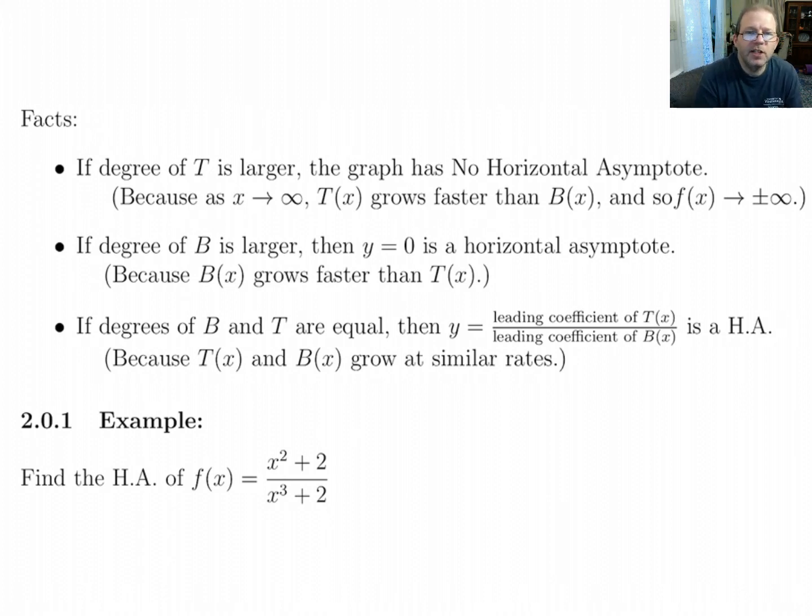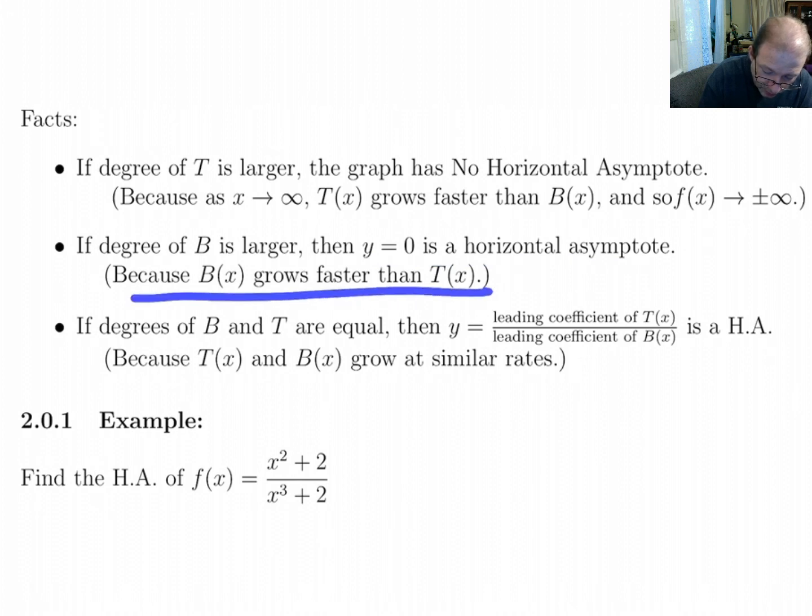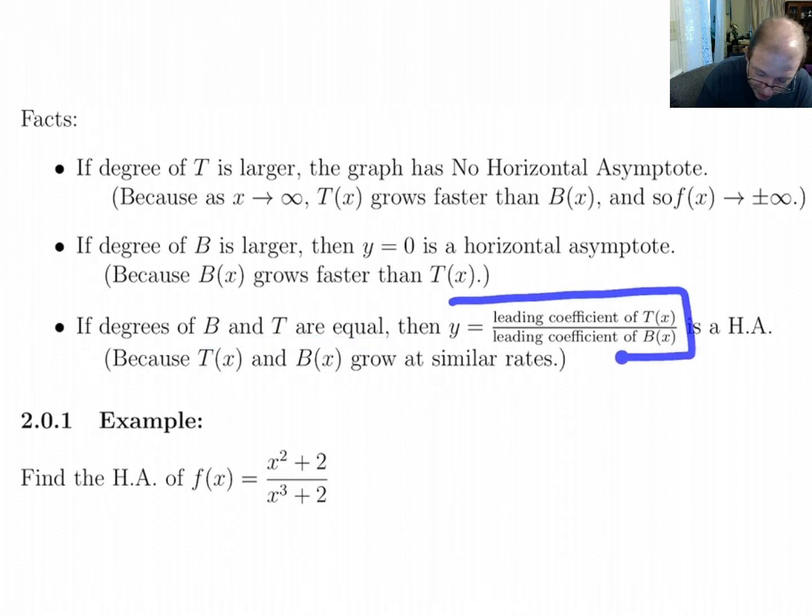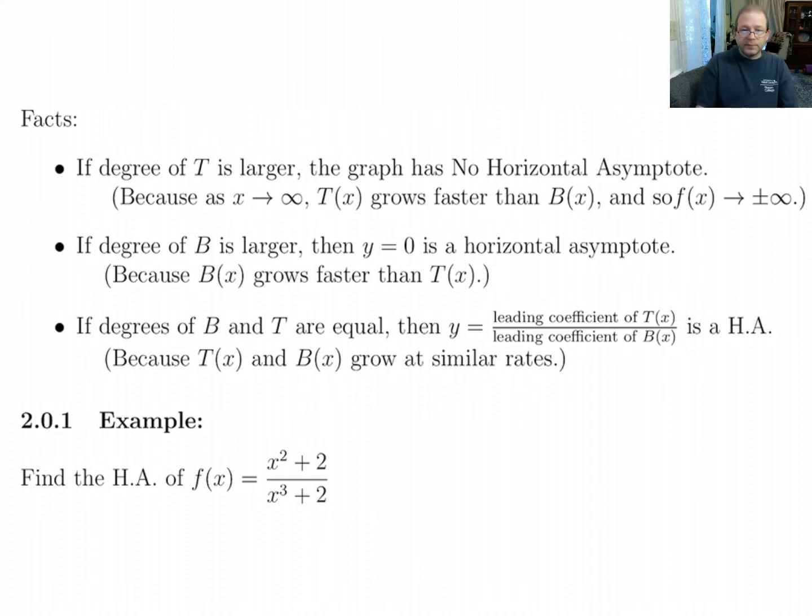You can think of this as a race between the top and bottom. You've got a fraction: when the top gets large, that makes the number large. When the bottom gets large, that makes the number close to 0. So it's really a matter of which one's growing faster. In this case, the degree of t is larger, so the top's growing faster. If the degree of b is larger, then you get 0 as a horizontal asymptote because b is growing faster. And if they have the same degree, then you get a horizontal asymptote where y is the ratio of the leading coefficients.